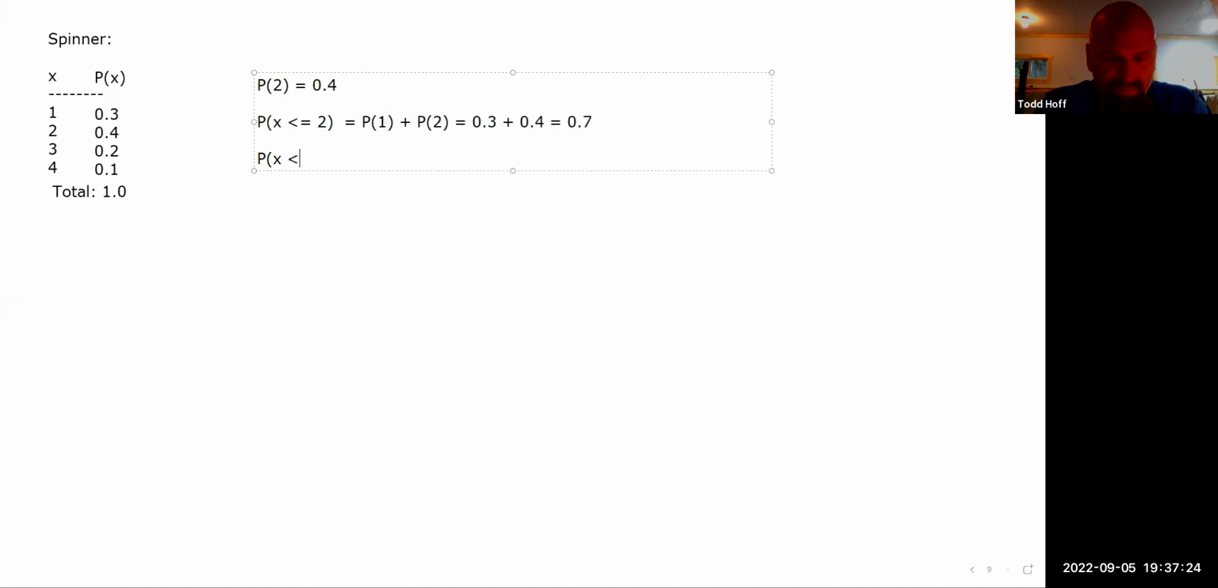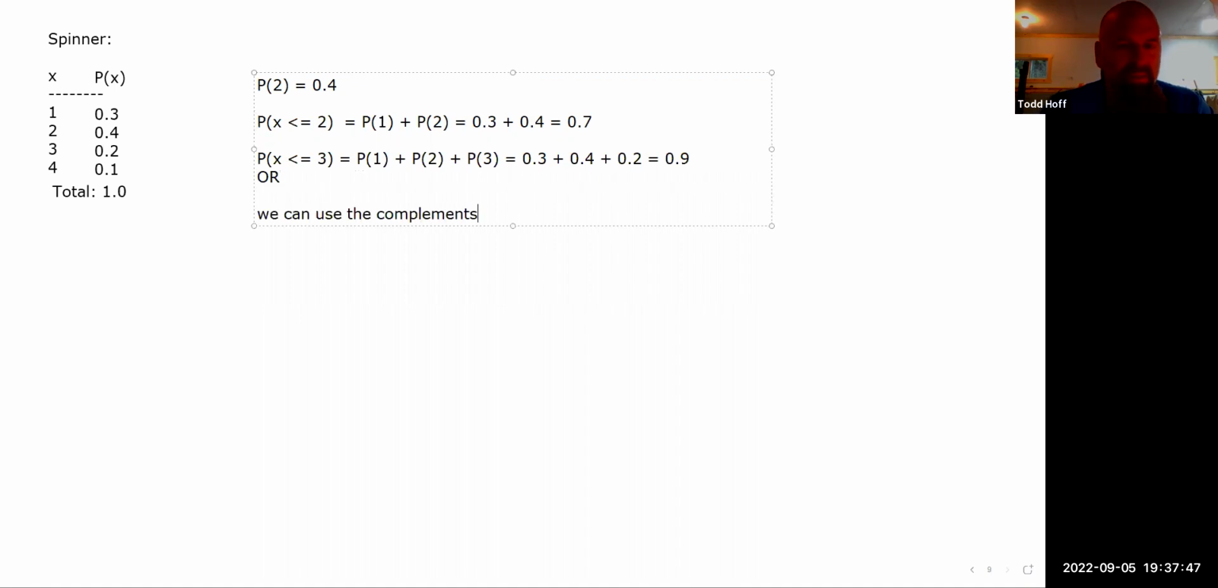If I had the probability of x being less than or equal to 3, well, then that could be the probability of 1 plus the probability of 2 plus the probability of 3. I could add those all up, 0.3 plus 0.4 plus 0.2 adds up to 0.9. Or we can use the complements. The complement of event A is everything, I should say everything in the sample space that is not in event A.